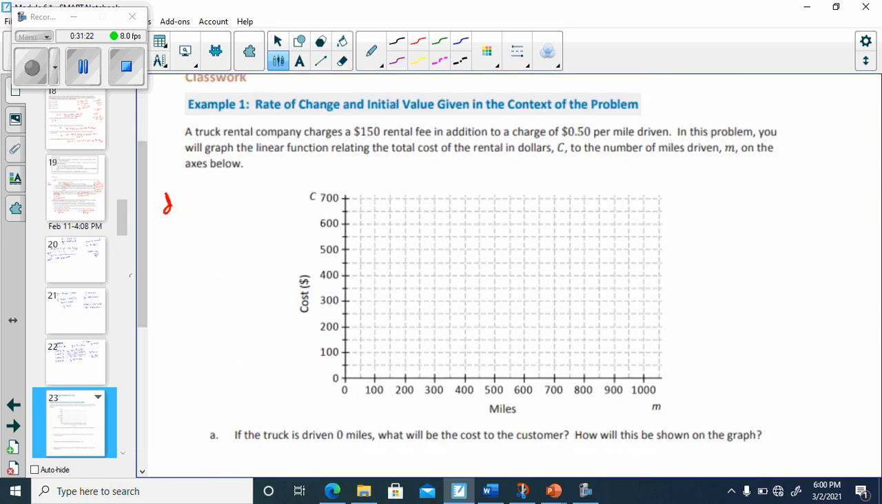So here's our answer to D. We start with y is equal to mx plus b. What's our initial fee? $150. Okay. Now let's take care of our m. It's 50 cents per mile driven, times your number of miles driven.